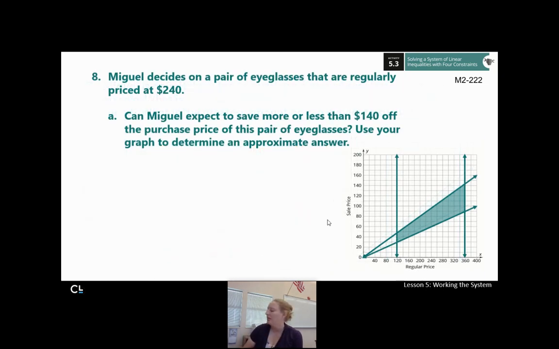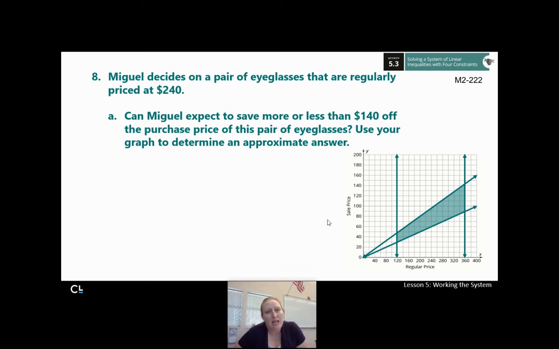So Miguel's been looking around, he's checking it out, and Miguel decides on a pair of eyeglasses that are regularly priced at $240. All right. So I've got a few questions to go along. So Miguel's now made his decision. We're going with $240. I've got two questions for you.